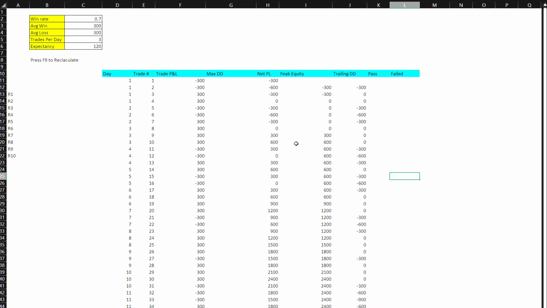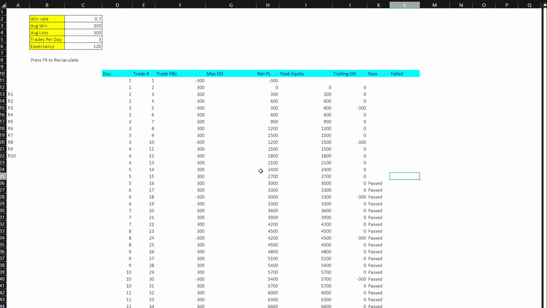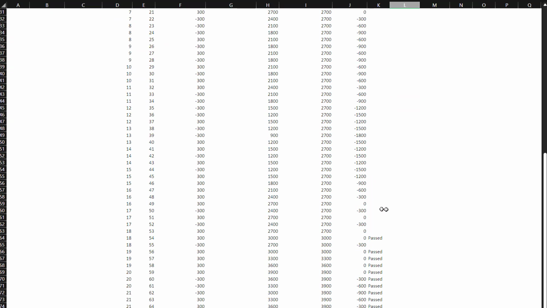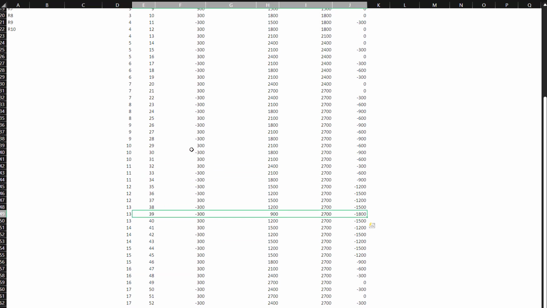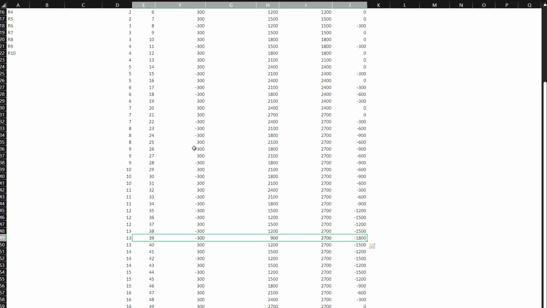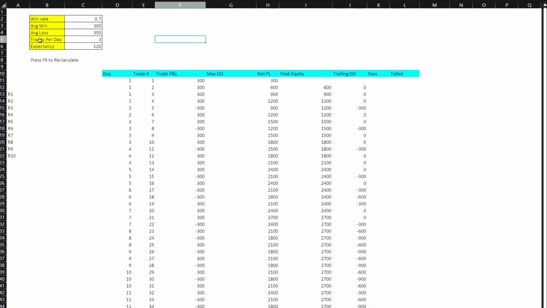You can see we're passing a lot of times within 30 trades, right? Not every time. So here's an example where we passed at trade 55, right? Our trailing drawdown got as high as $1,800, or our peak, you know, from our peak equity curve. Now this is very good. Now, again, you're going to have to hit some really good win ratios to do this, right?